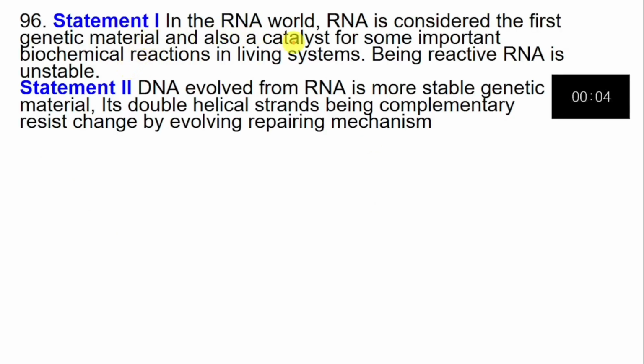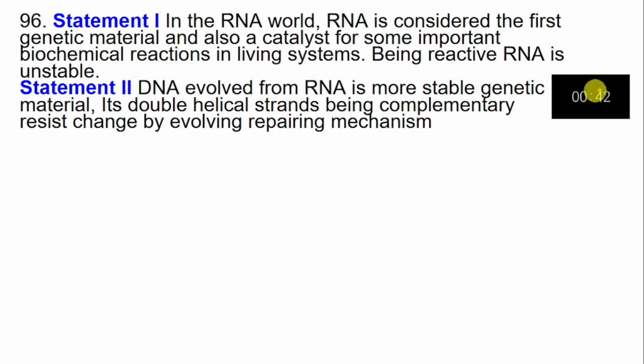Statement 1. In the RNA world, RNA is considered the first genetic material, correct, and also a catalyst for some important biochemical reactions in living systems, correct. So it is genetic material as well as a catalyst, an enzyme. Being reactive, RNA is unstable. This is also correct. It has ribose sugar, so ribose has 2' oxy. It is not deoxy, it has a hydroxyl group at the 2' position. That makes it reactive and therefore unstable. So this statement is correct.